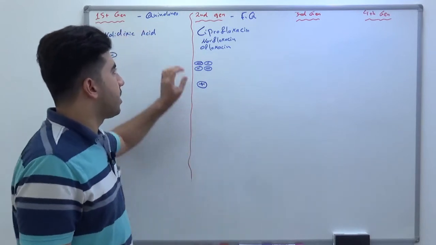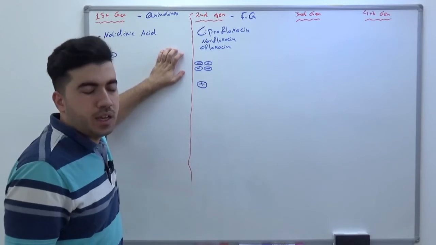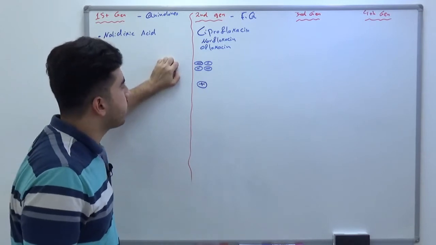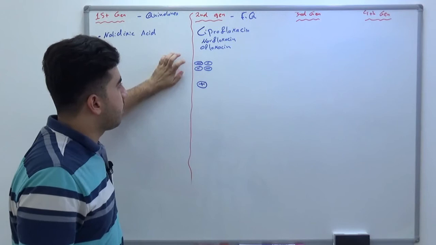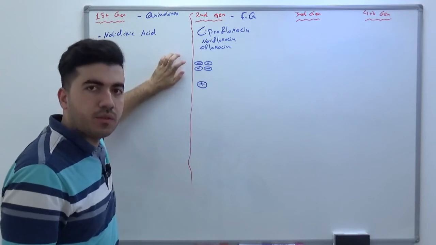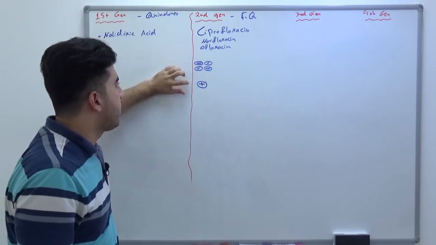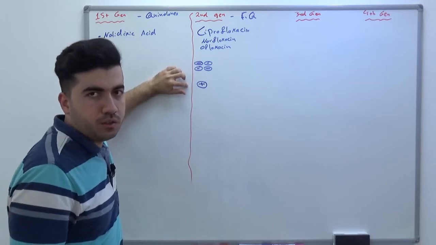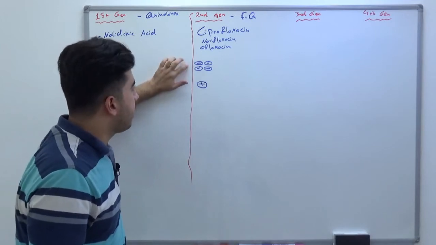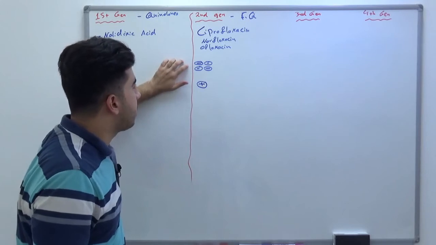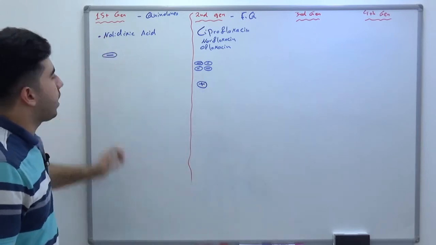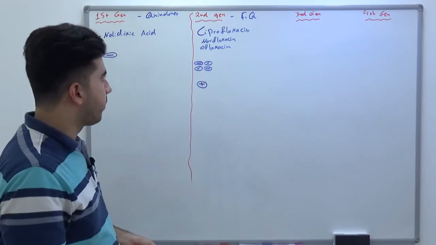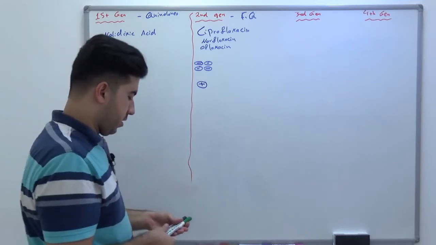So ciprofloxacin is not regarded as a respiratory quinolone. Ciprofloxacin is only active against some gram-negative rods and also some gram-positive cocci, but not including the pneumococcus. The gram-negative activity of ciprofloxacin is far more than the gram-negative activity of nalidixic acid. Then we come into the third generation.